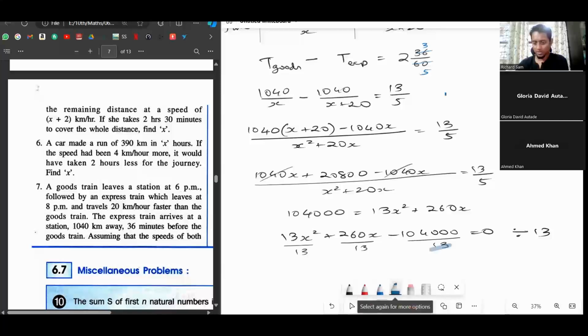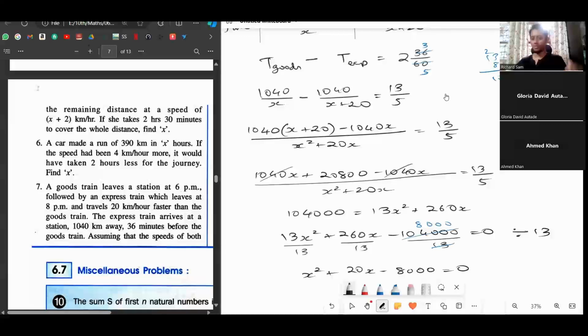Let's try this. So 13 into how much is 104? 13 eights are 104, right? And then 1, 2, 3 zeros. So this is x square plus 20x minus 8,000 is equal to 0. This is your final quadratic equation. However you do, you should get this. Even if you divide C now, you have to divide it with 156, then you'll get it.